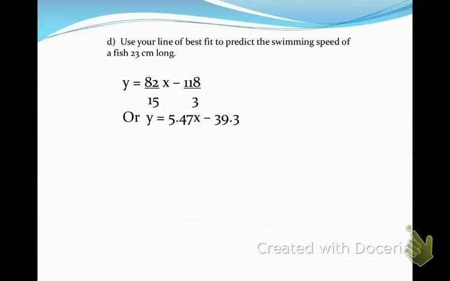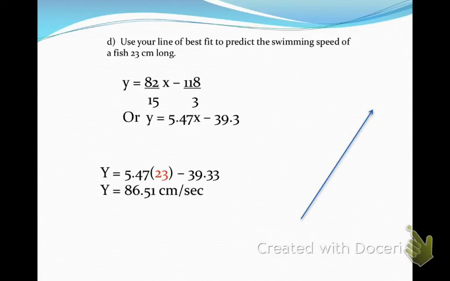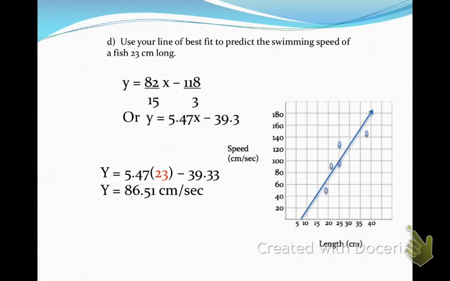what I do is I plug in 23 for my x value. And when I do that, I'm going to do my math here, 5.47 times 23, and then subtract 39.33. I get 86.51 centimeters per second. So that's what I would expect the speed to be. And that point then is falling smack on my line of best fit. So if I went right 23 and up to 86.5, that's about a point right there.